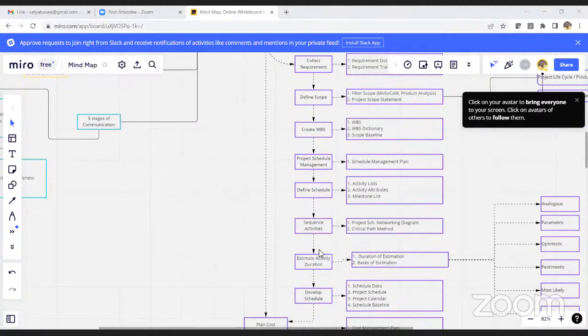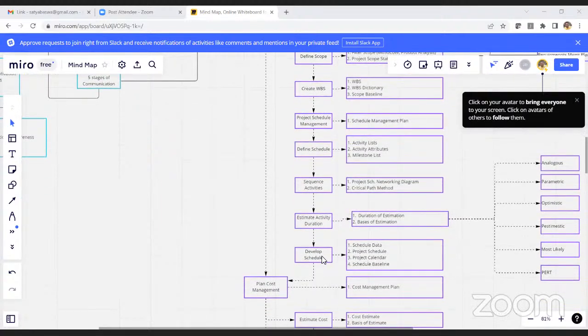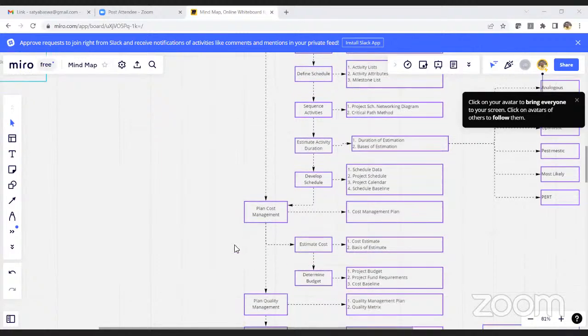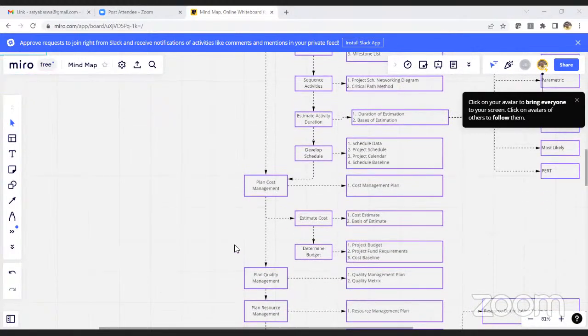Then we go for the project schedule in the same fashion as we did for the scope, in which we sequence the activities, estimate the activity durations, and develop the schedule. Here we get our schedule data, then the project schedule, project chart, project calendar, and ultimately our schedule baseline. Maybe somebody else from my team can take up next, maybe cost and quality.